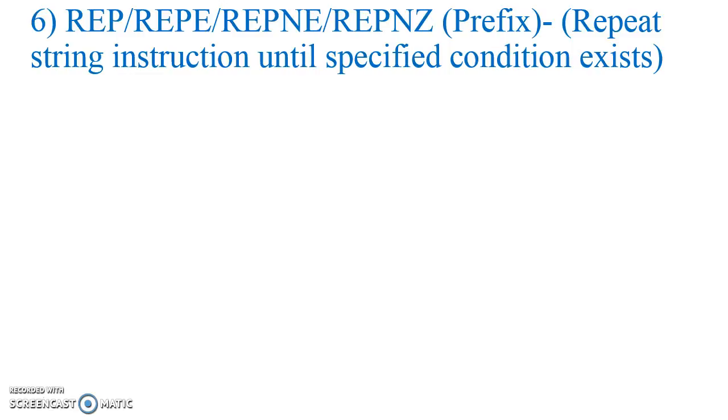The next instruction is REP, REPE, REPNE, REPNZ. REP is a prefix which is written before one of the string instructions. It will cause the CX register to be decremented and the string instruction to be repeated until the counter register, that is the register CX, is equal to 0.